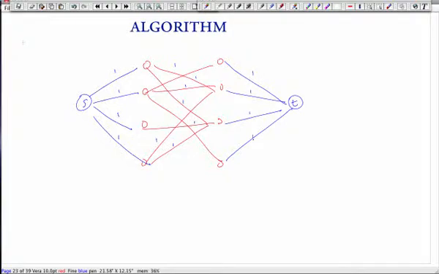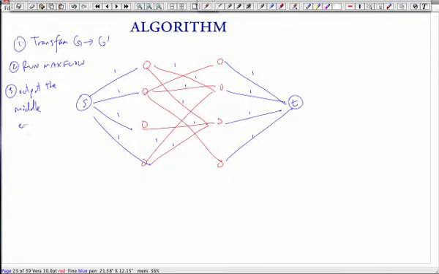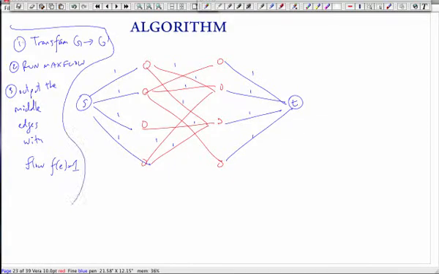Okay? So the algorithm is going to be: transform G into G prime, run max flow, output the middle edges with flow 1. This is the algorithm right here.